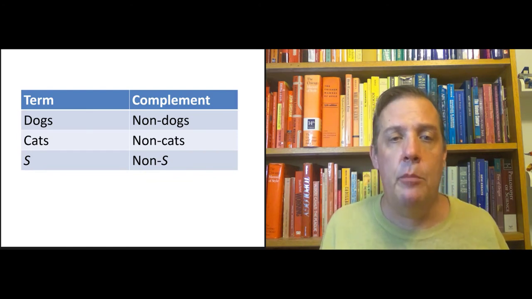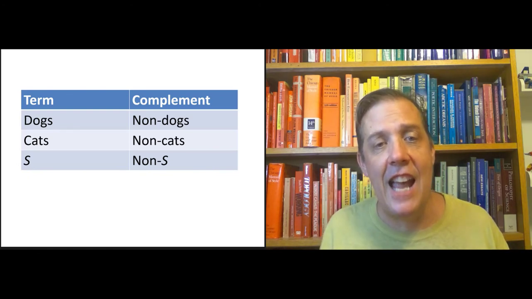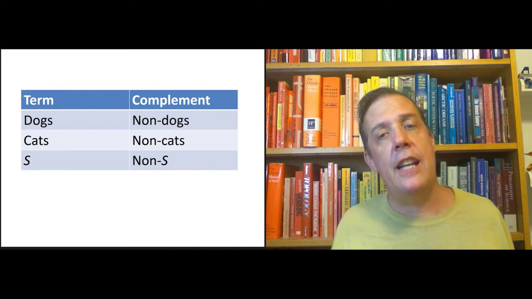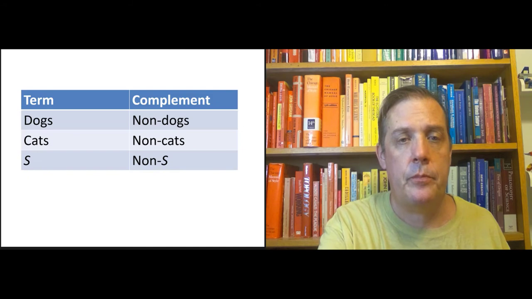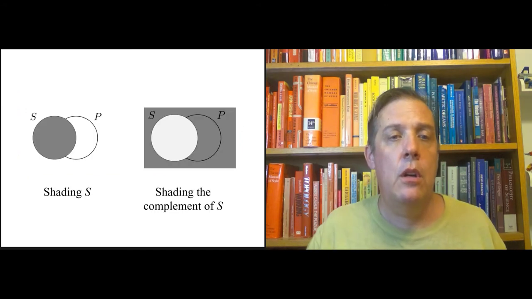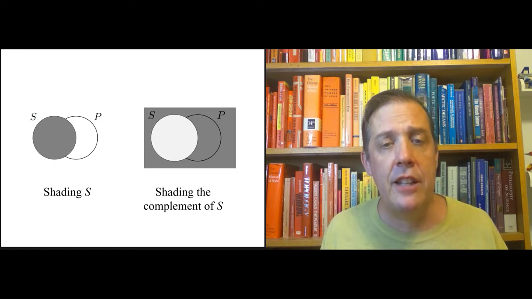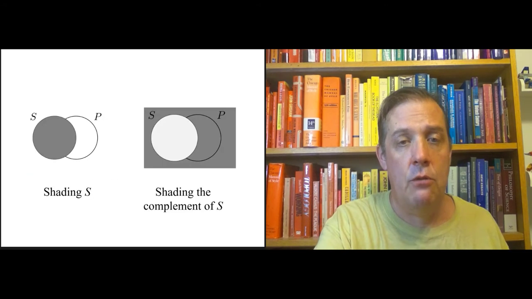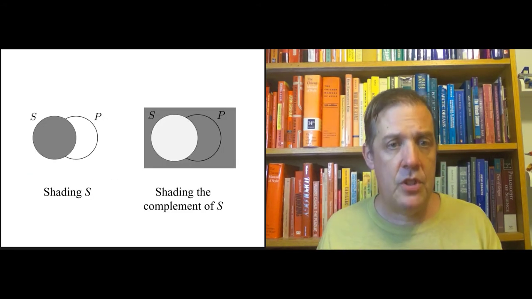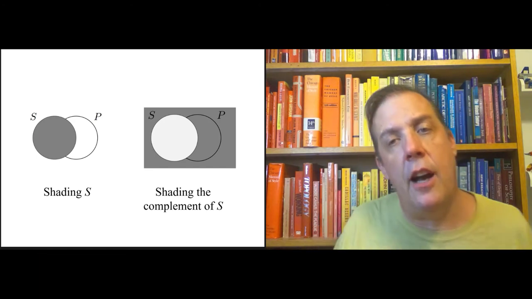Similarly, the opposite of the complement of cats is non-cats. And in general, for any S, the complement is non-S. So if S is represented by shading S, shading the complement of S would mean shading everything that is outside of S, right? So that's how you implement that with the Venn diagrams.